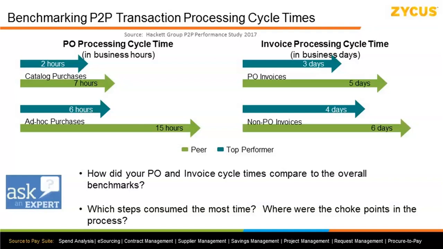Contrasted with more of the ad hoc purchases that take maybe twice as long or 3 times as long and consume more time on the back end when you have more of the non-PO invoices that show up. So there's some variability here, but essentially the best-in-class organizations can complete a catalog purchase in less than 2 hours.